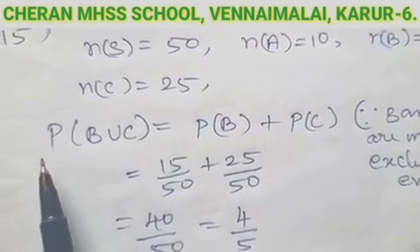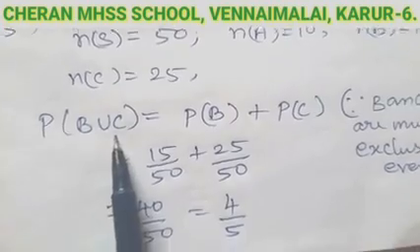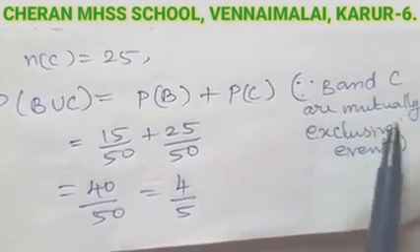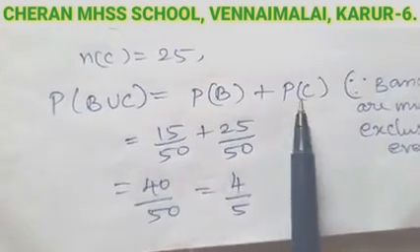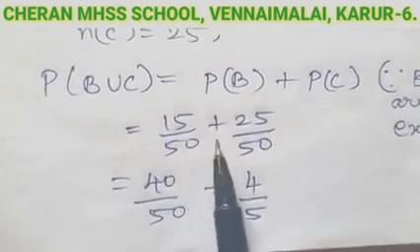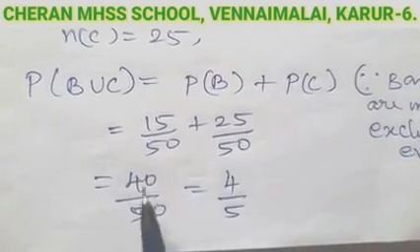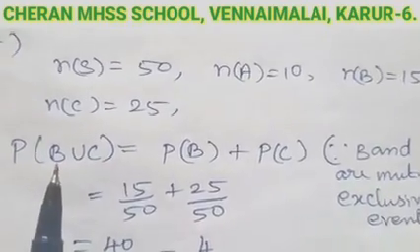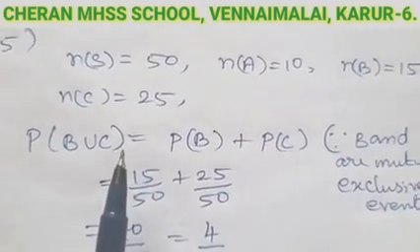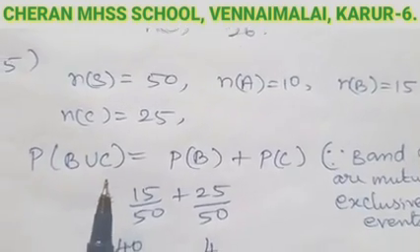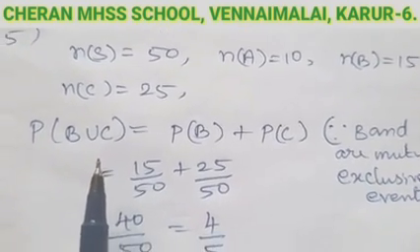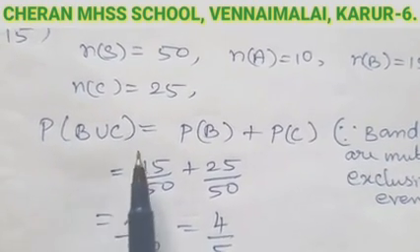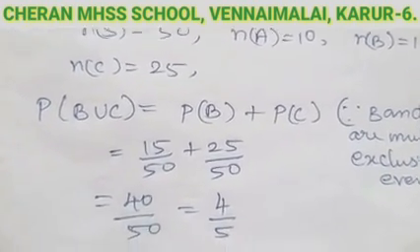Here they are asking about P of B union C, which is P of B plus P of C, since B and C are mutually exclusive events. So 15 by 50 plus 25 by 50. Adding both we get 40 by 50, that is 4 by 5. Here B denotes 500 notes and C denotes 200 notes. They are asking about a 500 note or a 200 note, so 500 or 200 means B union C we have to find. That's why we get 4 by 5.